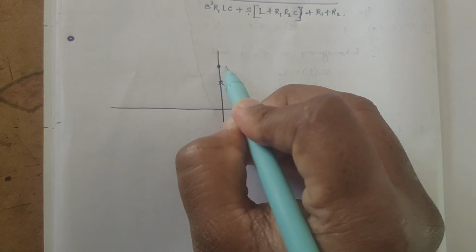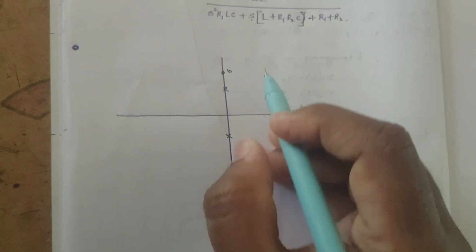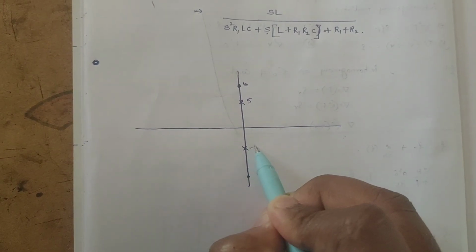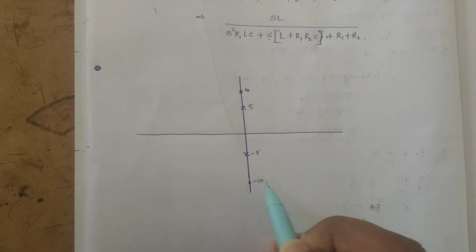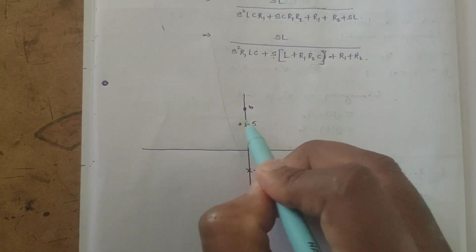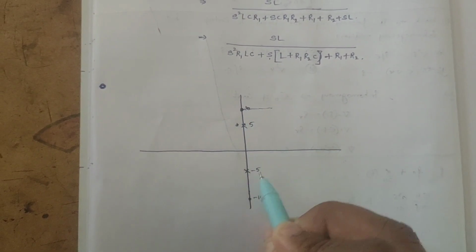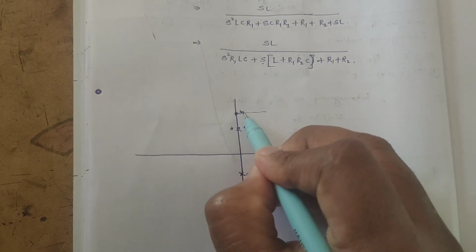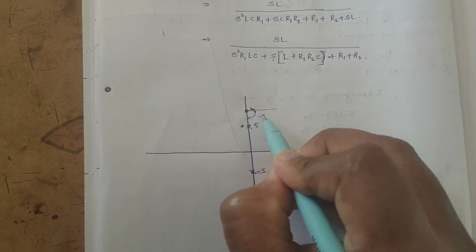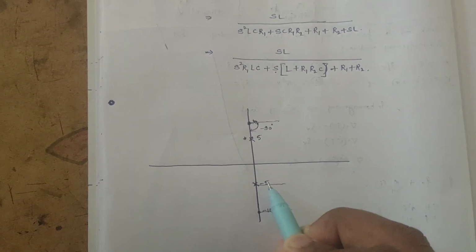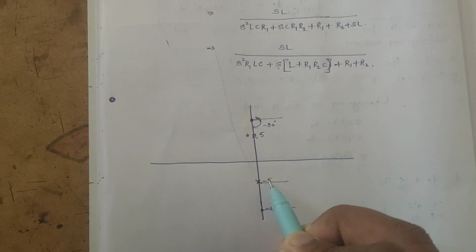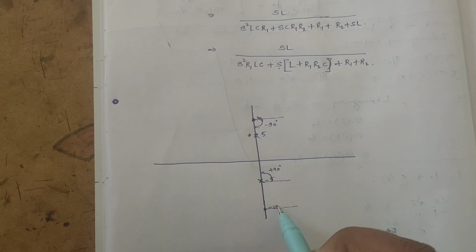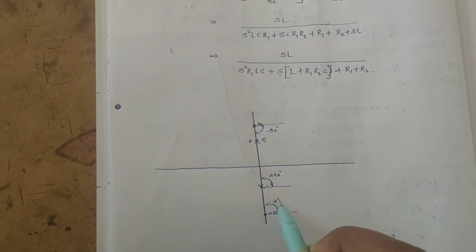See, in this problem you have 10 and 5, and this is minus 5 and this is minus 10, and this is the point of interest. If we move across the point of interest, this is minus 90 degrees and this is plus 90 degrees, because it is moving in anti-clockwise direction. This is plus 90 degrees.